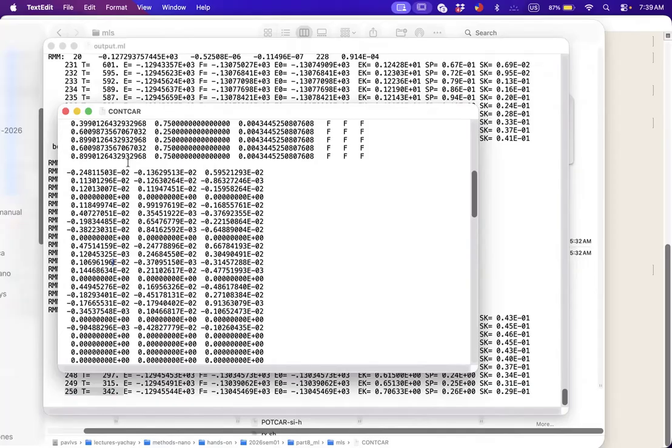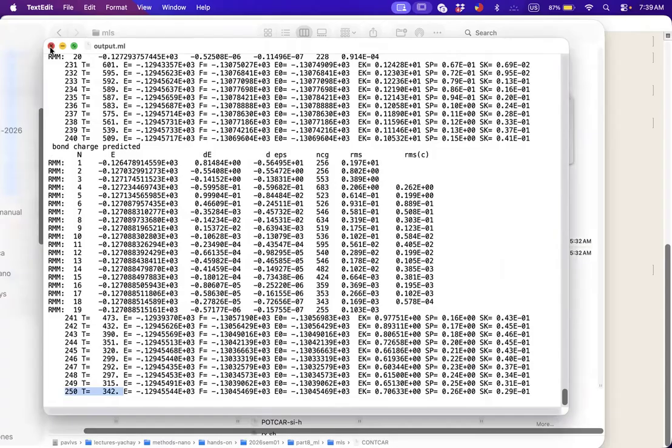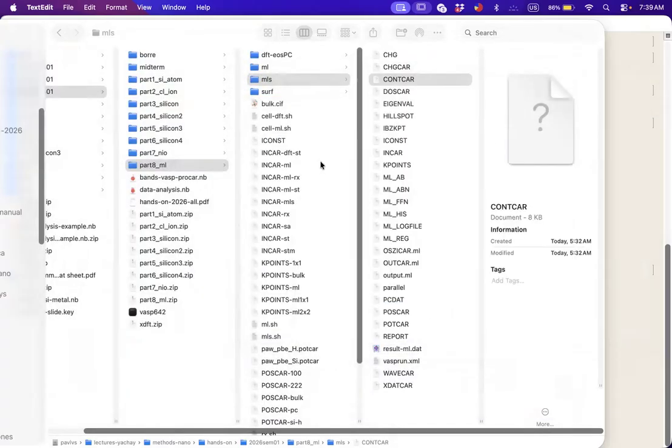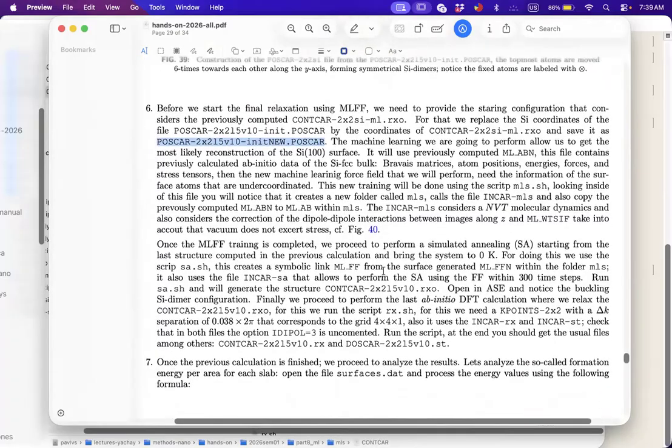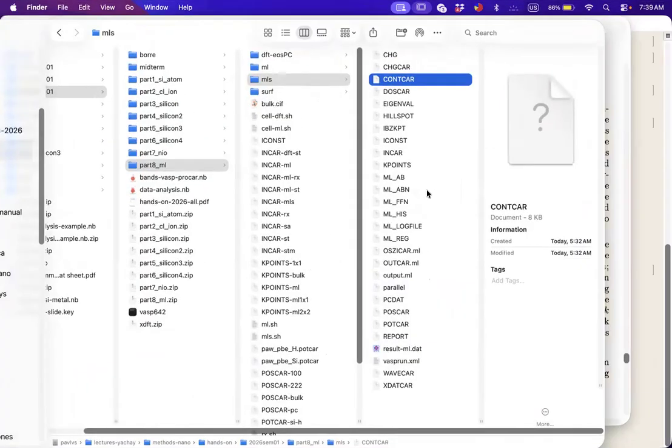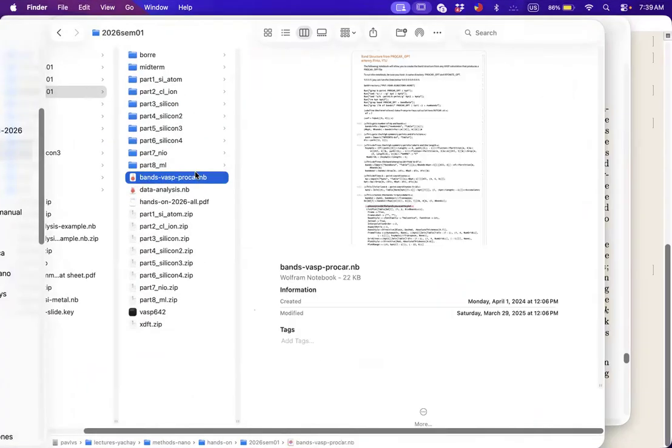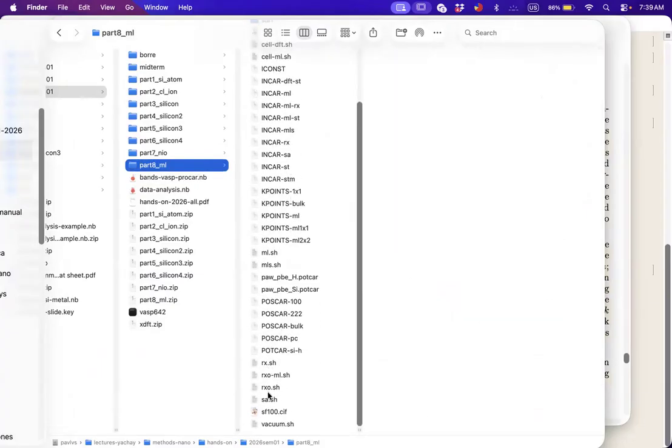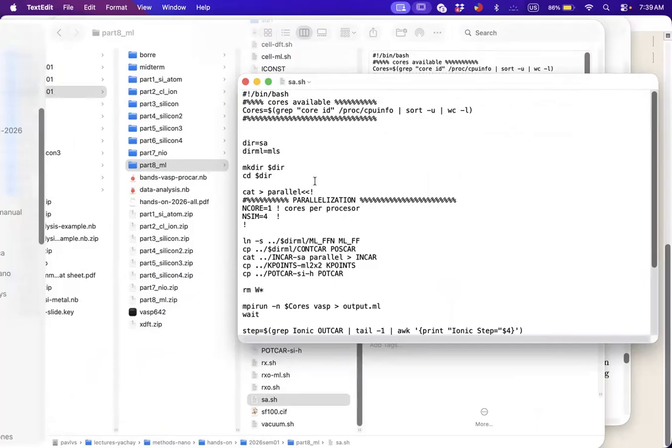Okay. Once the machine learning is finished, we are going to continue with the simulated annealing. We are going to bring the system to near 0 Kelvin, and for this we are going to run sa.sh. You should have this in this directory. I just shared this one with you. So there it is, the script. Check that you have that script.